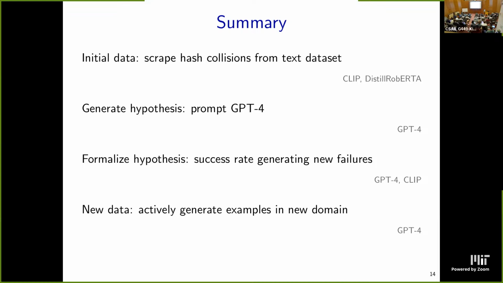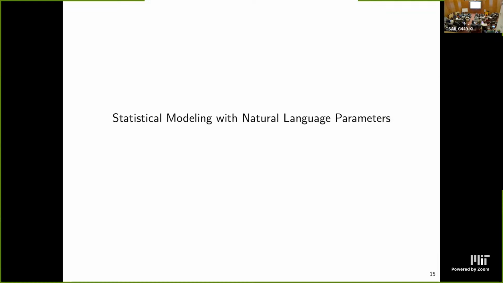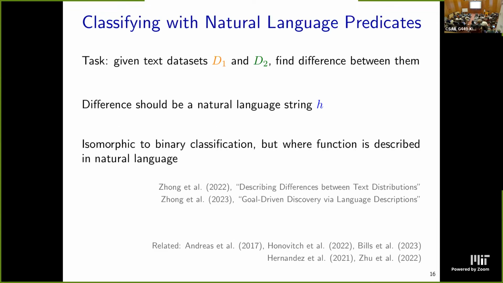Okay. So let me move on to part 2, which is going to be about what I'm going to call statistical modeling with natural language parameters. This is a nice conceptual framework that was developed by my student Ruiqi Zhong. So as a starting point, I'll talk about various statistical tasks near the end of this part, but as a simple running example, let's think about binary classification, where we're going to constrain the classifier to actually correspond to some discrete natural language description.